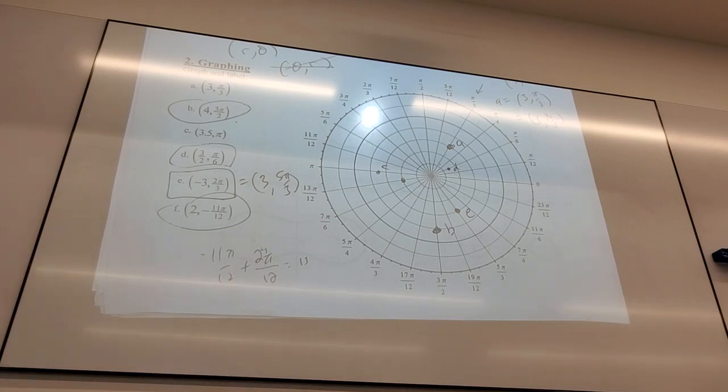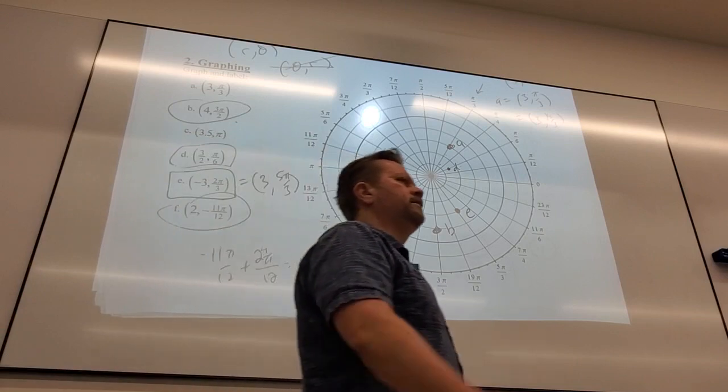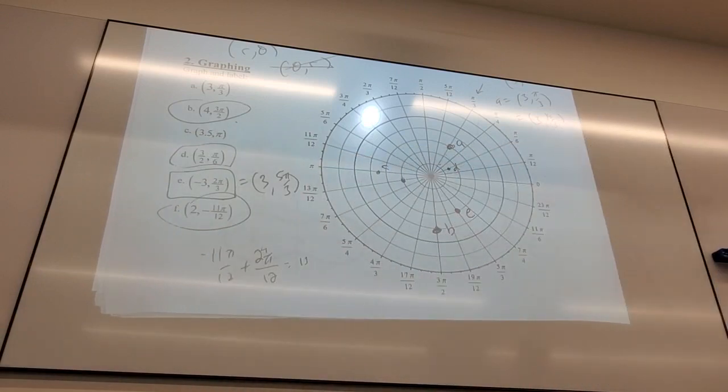Guys, help me out. Negative 10 degrees. What's the positive angle? What's negative 10 degrees? Guys, look at me. Where is that? Give me a positive angle. It's the same thing as negative 10 degrees. 350.